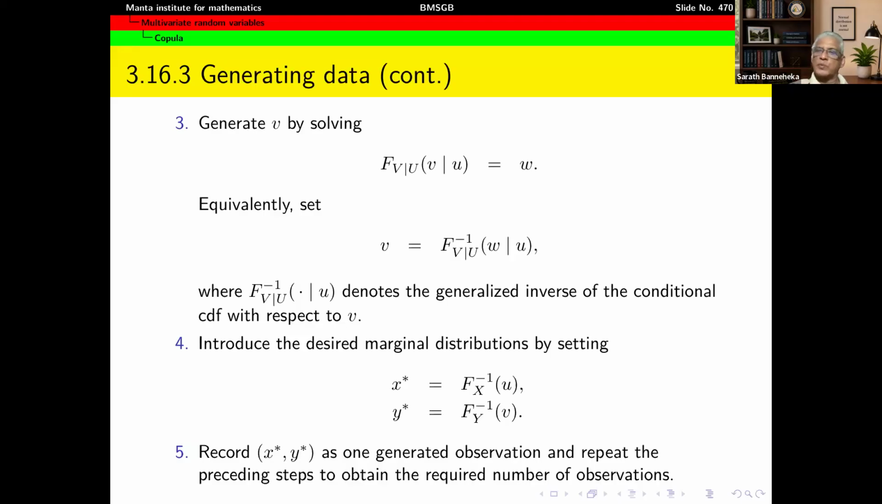So by choosing a suitable copula, we will also be able to get the CDF between X star and Y star to be as close as possible to the actual CDF between X and Y. So that is the procedure that we have to use to generate data using a copula. In this particular case, we are actually using the converse of Sklar's theorem.